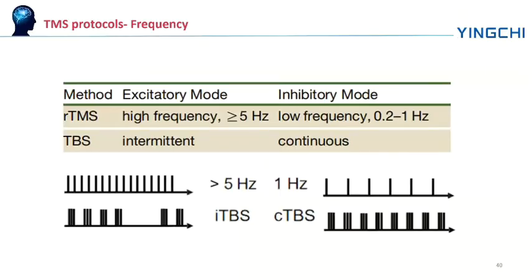So rTMS and TBS are frequently used in clinical practice. When you want to increase neuronal excitability, you may apply high frequency rTMS, which is bigger than 5 Hz, or the iTBS, the intermittent TBS, as you can see here. Or if you want to inhibit the neuron excitability, you may apply a low frequency rTMS or a cTBS.